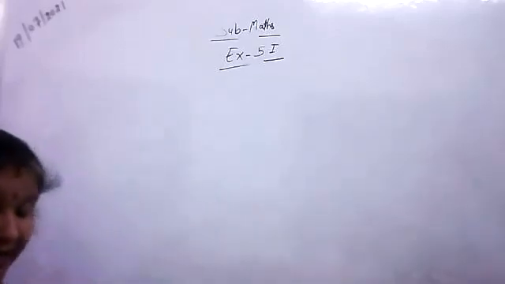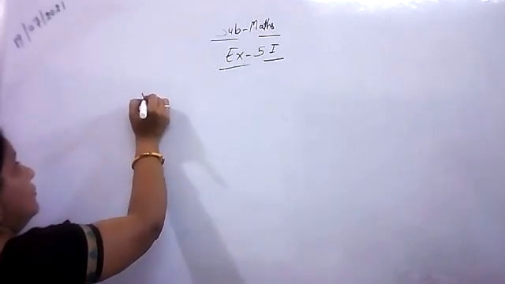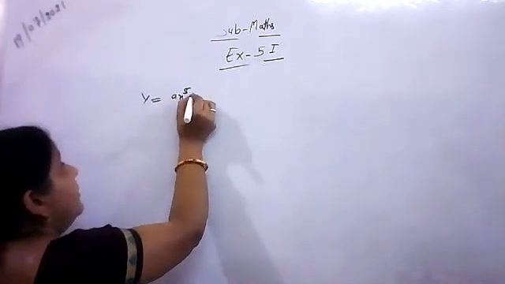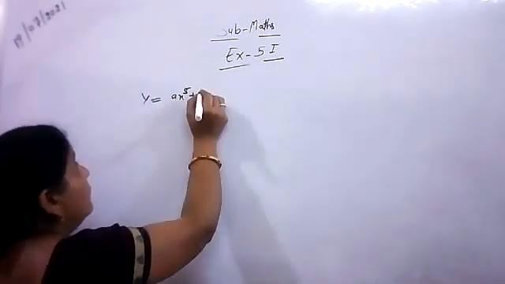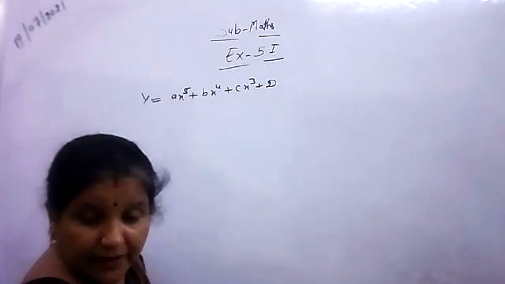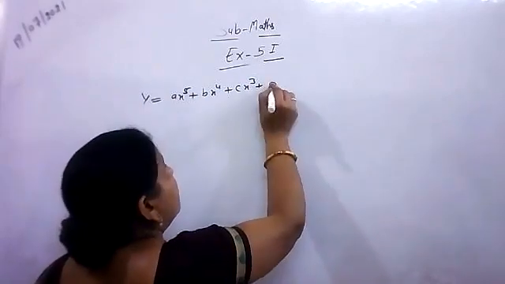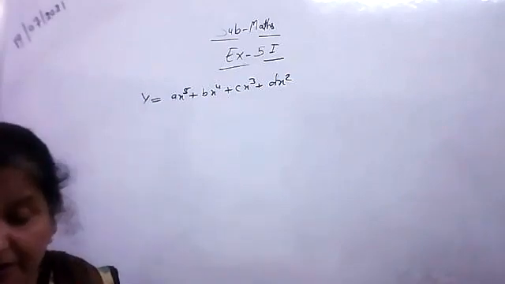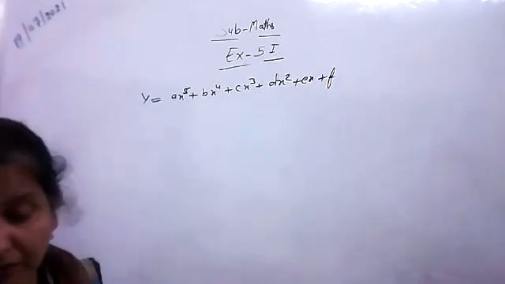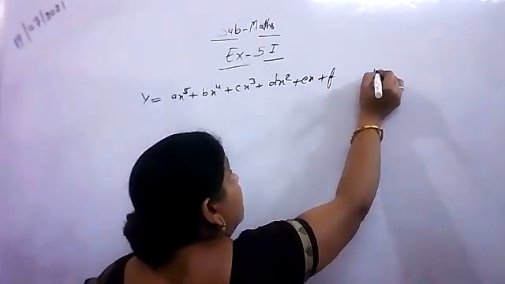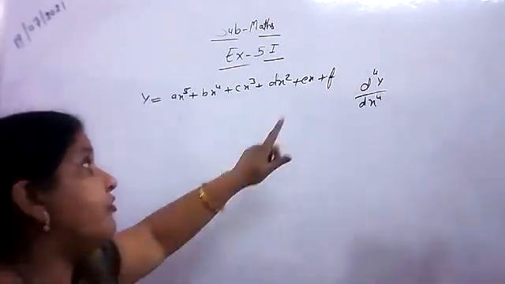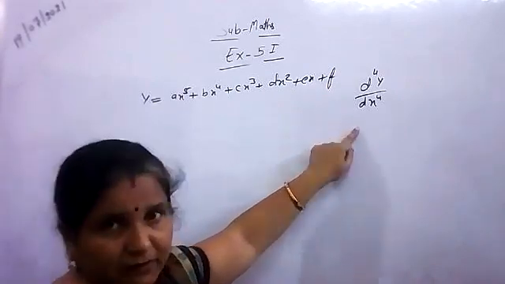So here, if I give you y equal to a x to the power 5 plus b x to the power 4 plus c x to the power 3 plus d x square plus e x plus f. Now we find d4y upon dx4. That means here we find the fourth differentiation with respect to x.